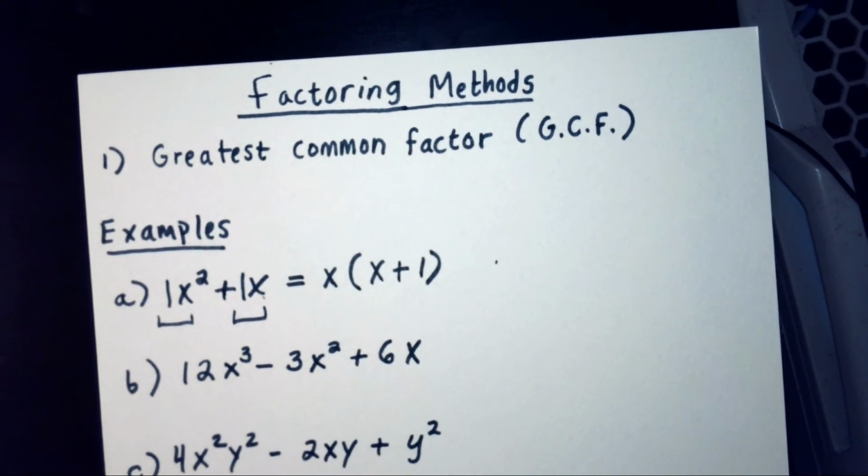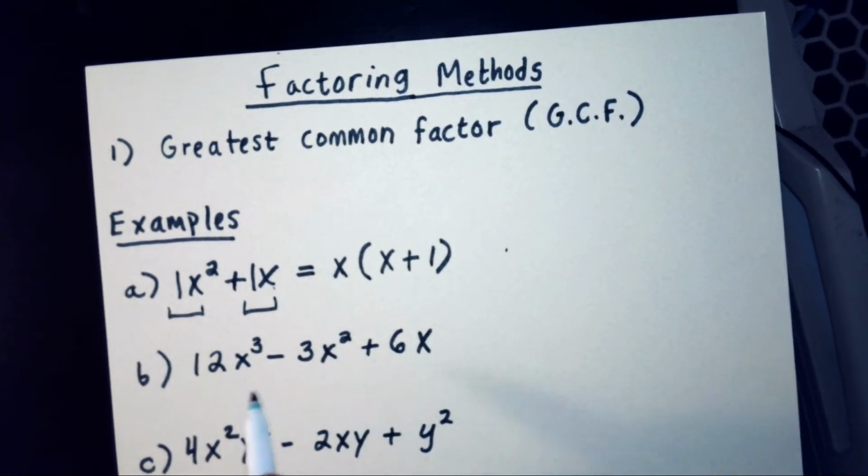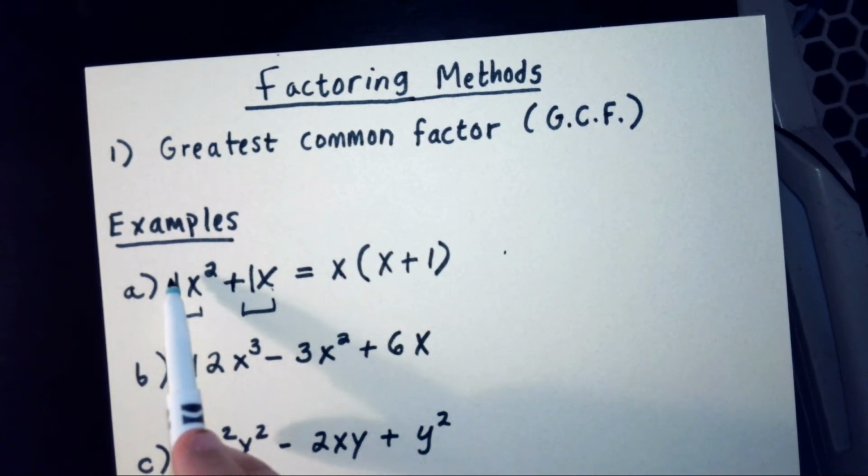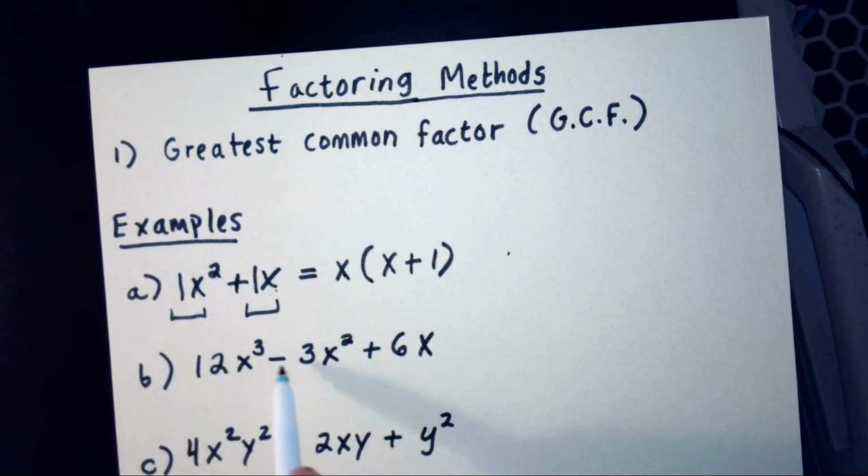Next, we'll look at this example here, B, 12x cubed minus 3x squared plus 6x. In this example, we can see that it's not just like with the ones that we had before. Now we've got a 12, we've got a minus 3, we've got a 6. So ultimately we want to pull out the largest number that divides each of these coefficients. So we've got a 12, a 3, and a 6. Well, the largest number that goes into all three of 12, 3, and 6 is just the number 3. 3 goes into each of these.